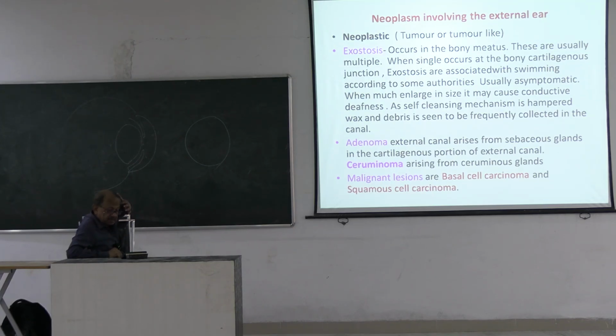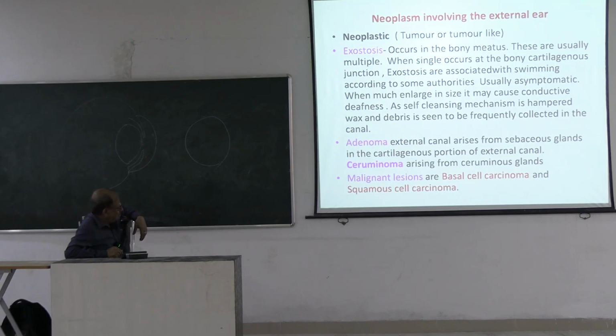If there is a change in this phenomenon by narrowing of the canal or an elevated lesion in the canal, it hampers the self-propagatory cleansing mechanism. Like a conveyor belt, it slowly moves out. So it will be hampered by an osteoma, which is a bony elevation. So there is accumulation of debris deep to the obstruction.